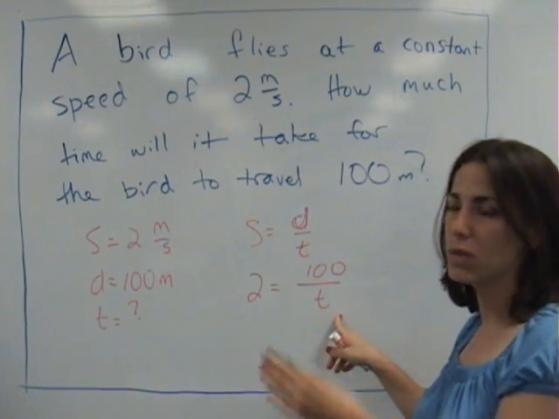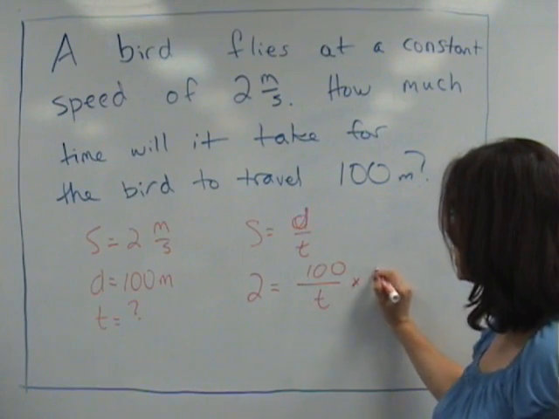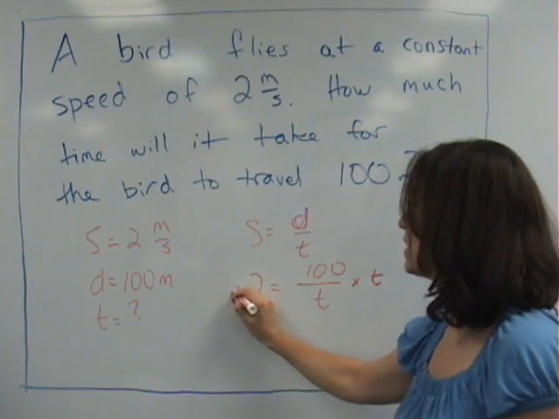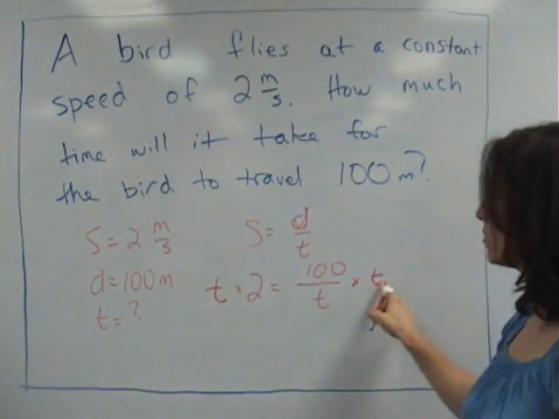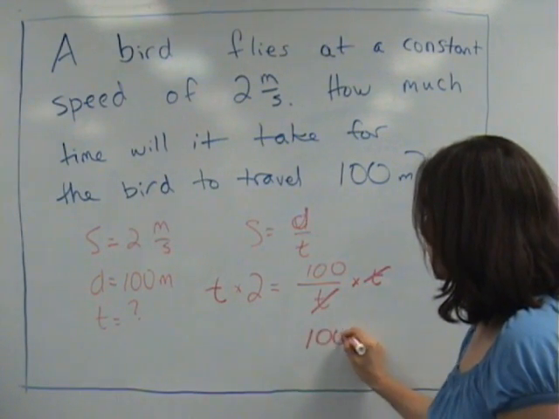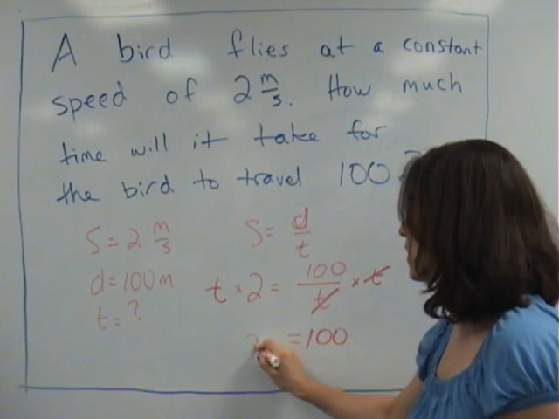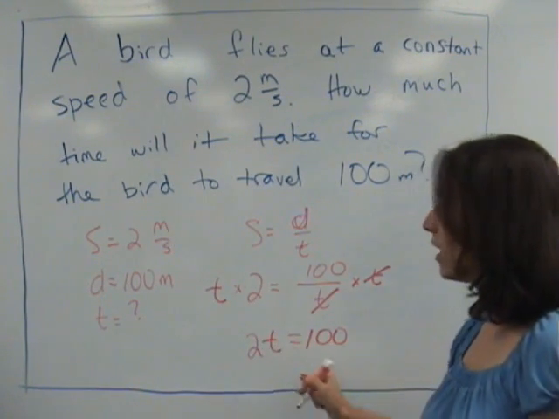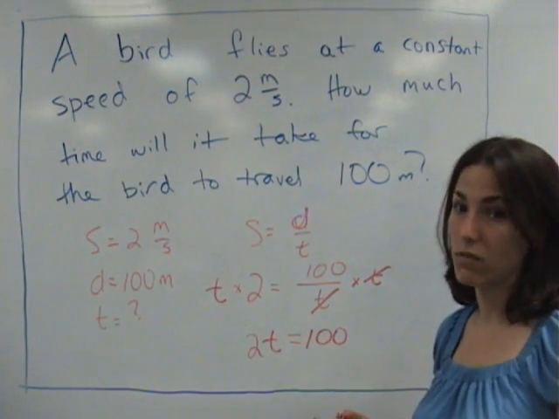So I'm going to multiply both sides times t, on this side and on this side. What that does is cancel t over here, and so I'm left with 100 equals t times 2, or you might like it more written like this, 2t. And from this point, it's much easier to solve for t.